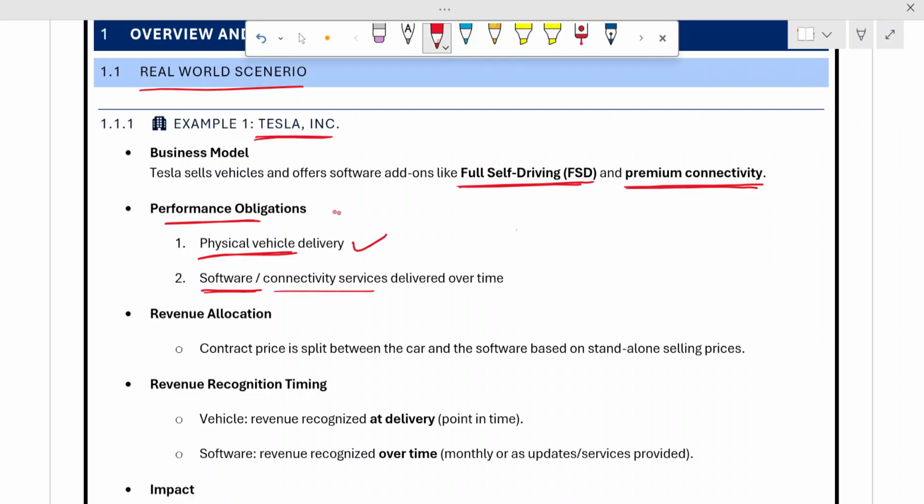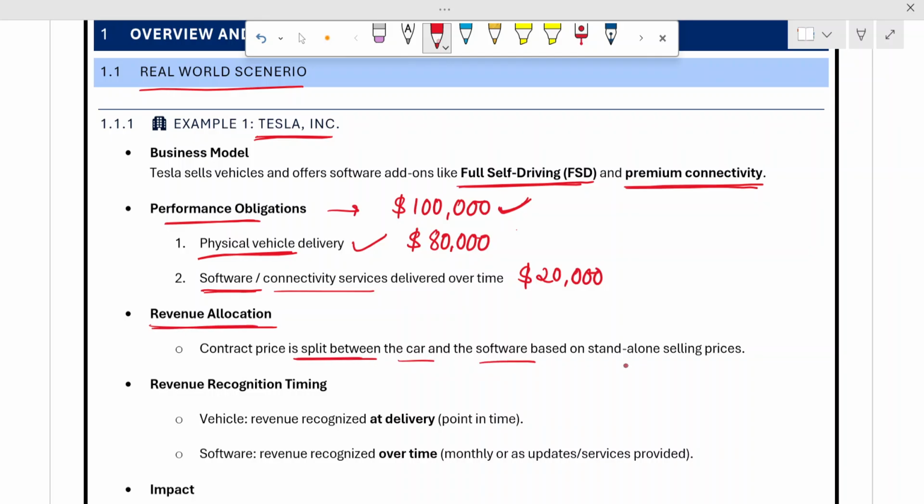Now, if Tesla is charging, let's suppose, $100,000 for the car and the premium connectivity or software, then when should they recognize this $100,000 in their books of accounts? That is the problem statement. So let's suppose that through some methodology we will discuss later, they identified that $80,000 belongs to physical delivery of the car and $20,000 belongs to software. The allocation is split between the software and the car on some standalone price basis. That is a different thing.